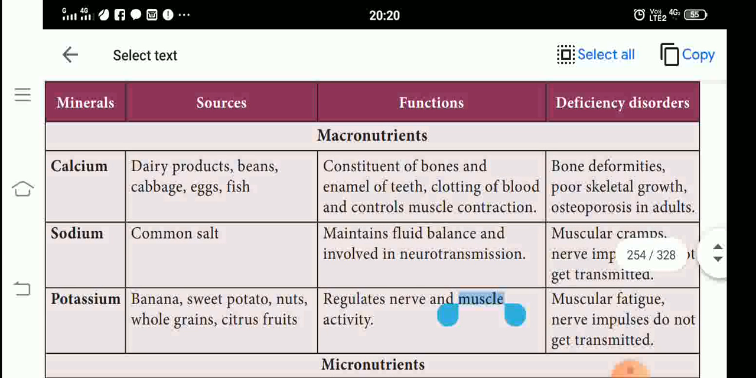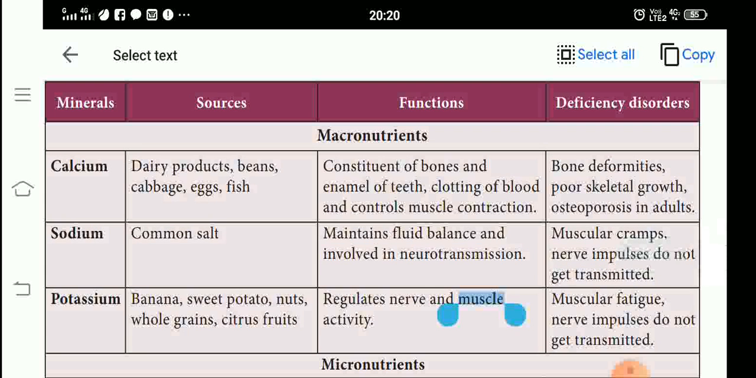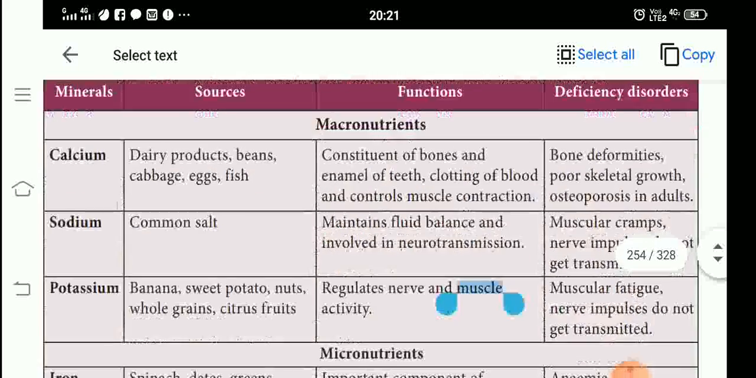We all know that our bones and teeth are mainly formed of calcium, isn't it? Because of the deposition of calcium, bones and teeth get strengthened. So calcium is a very essential macronutrient. So what are the sources of this calcium? Dairy products, milk, cheese, butter, all those dairy products are a rich source of calcium, and also beans, cabbage, eggs and fish. These are all the sources of calcium.